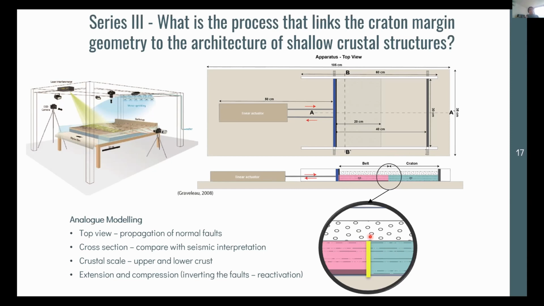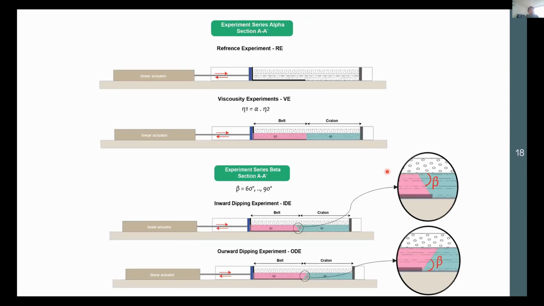So they have quite different strengths. What we are first trying to understand in my experiments is what this strength contrast should be to represent what we see in Earth. So first, I work on this ratio between the different materials and try to figure out the best suitable value. In the second series of my experiments, I'm looking at different geometries. I'm going to recreate inward and outward dipping and see how it impacts the whole structures.